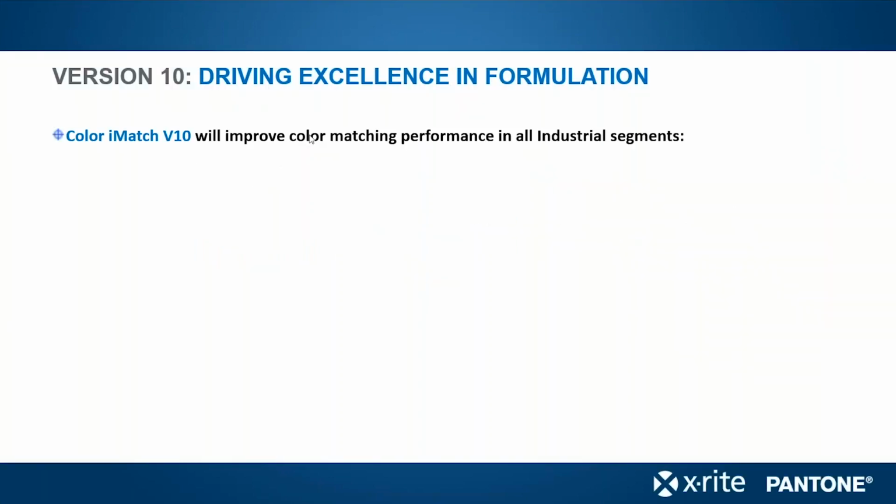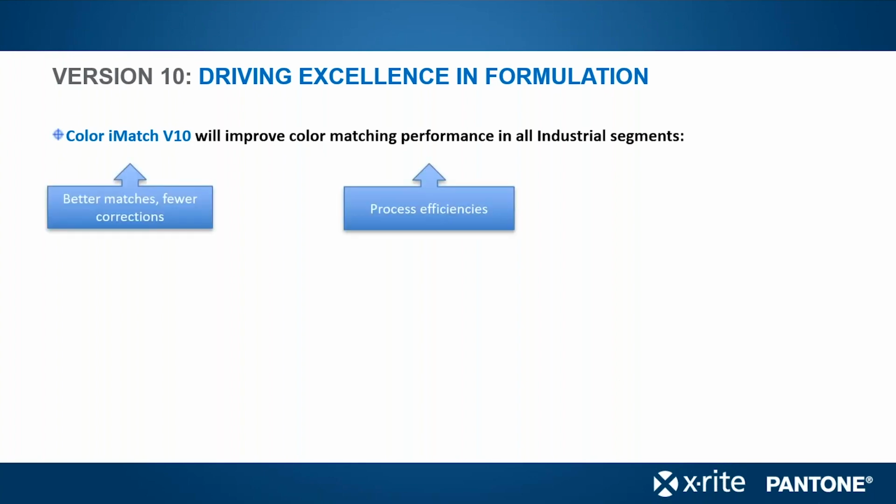So just to get started, what we're looking to do is to improve our color matching performance in all of the segments that I described. For us, this means better matches with fewer corrections. We want to improve process efficiencies. And we also want to enhance and optimize legacy data. The ability to optimize and enhance that legacy data is something that we'll talk about much more as we go through the presentation.